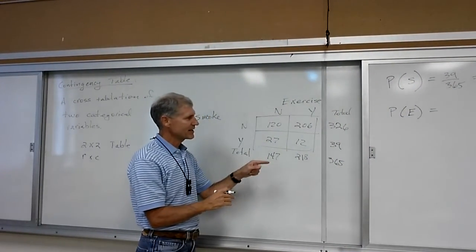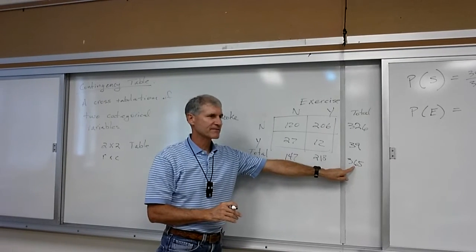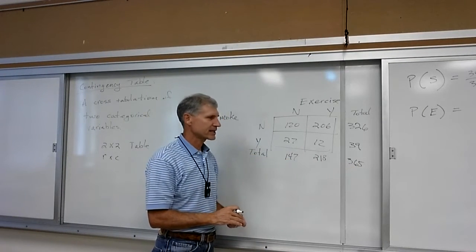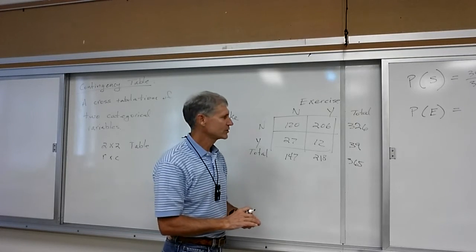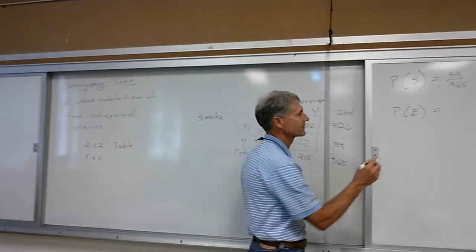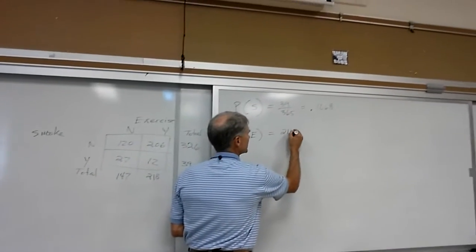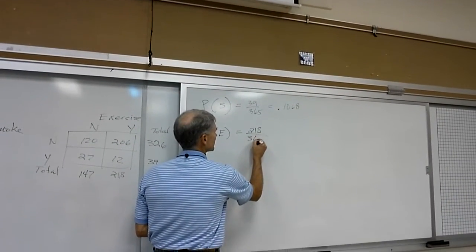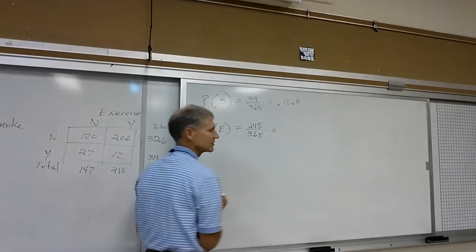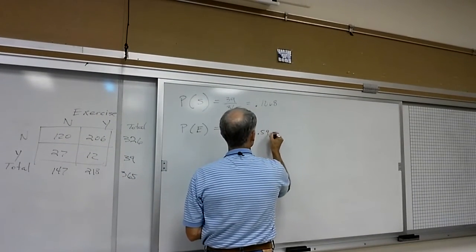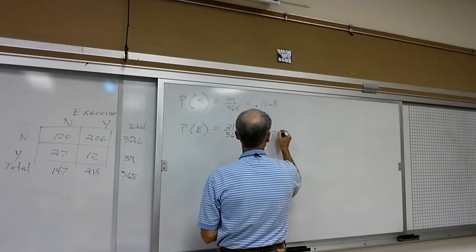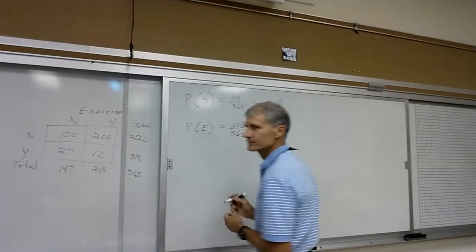Probability that somebody from among these 365 is randomly selected and it turns out that they exercise. What 2 numbers do we divide? 218 by 365, and then as a decimal? 0.5972. Okay?